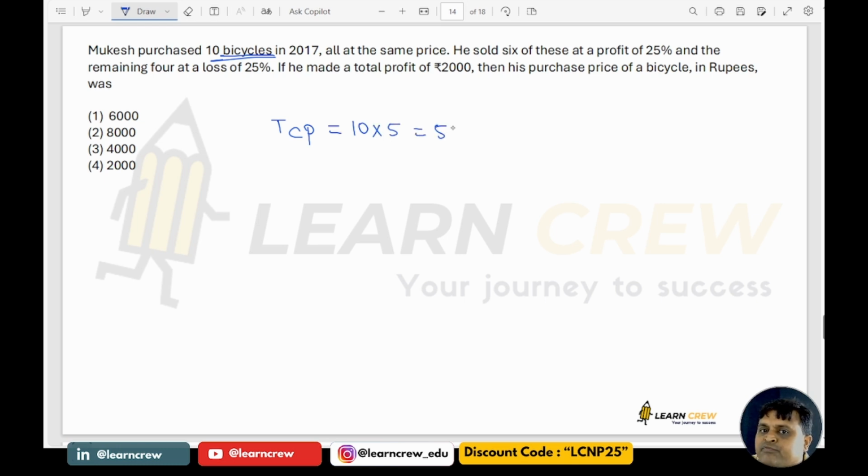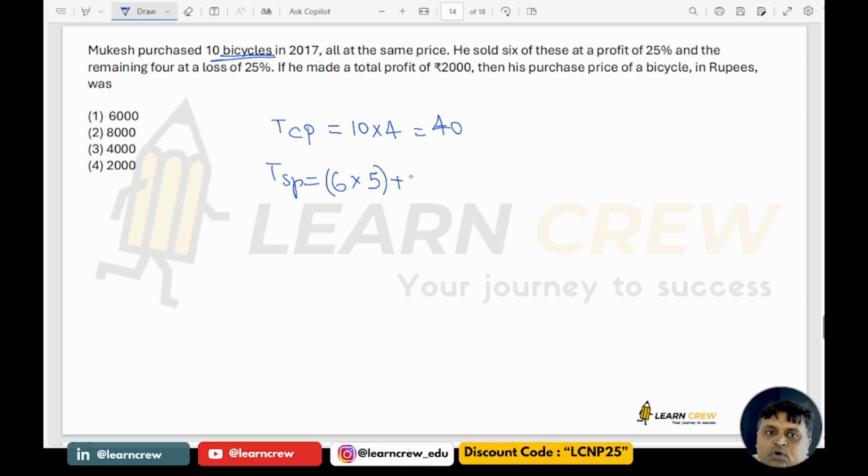10 into 5, 50. And how is he selling? He is selling 6 of them at a profit of 25%. Okay. So I am taking, instead of 5, I am taking as 4. Thereby overall cost price is 40. So each cycle cost price is 4. Then 10 cycles cost price is 40. And 6 of them are sold at 25% profit, means 1/4 profit. If 4 is the cost price, 1 is the profit, sold at 5.